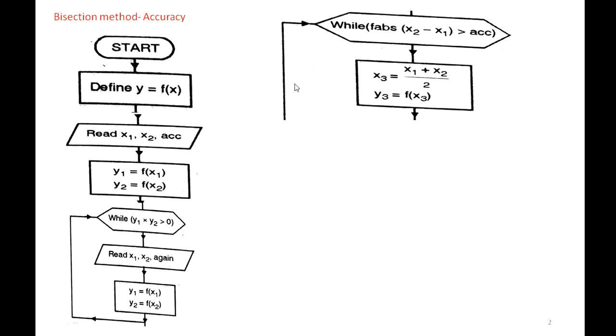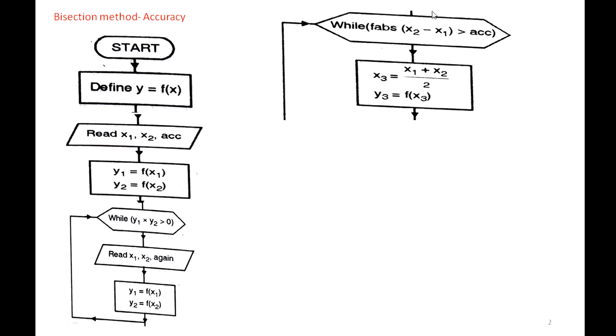Then we will check the answer by the bisection method. That bisection method answer is x3 is equal to x1 plus x2 by 2. We check the respective value of y3. That value is f of x3. We have to check this value for the accuracy criteria. That's why we have taken the modulus value of x1 minus x2 or x2 minus x1. This is the mod value. It should be less than accuracy, then that will be our answer.